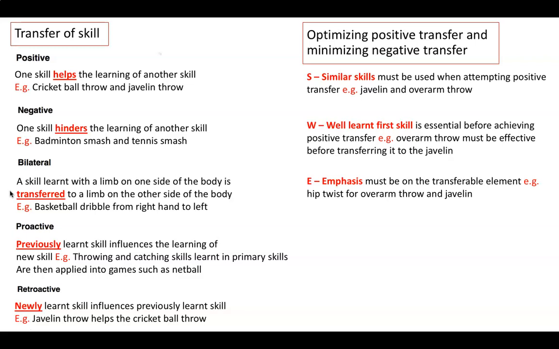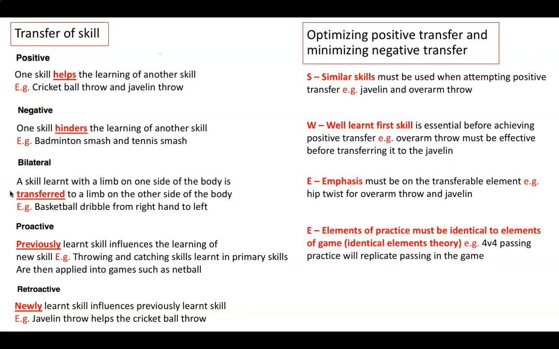This one's a bit of a trickier one, which we're going to know once we've done other aspects of skill acquisition, so just bear with us on this one. So we have elements of practice must be identical to elements of the game. Now this is Thorndike's identical elements theory. So now we're staying away from going from one skill to another skill. Now we're saying that elements of the practice must be identical to elements of the game, which is really similar to that varied practice when we looked at types of practice.